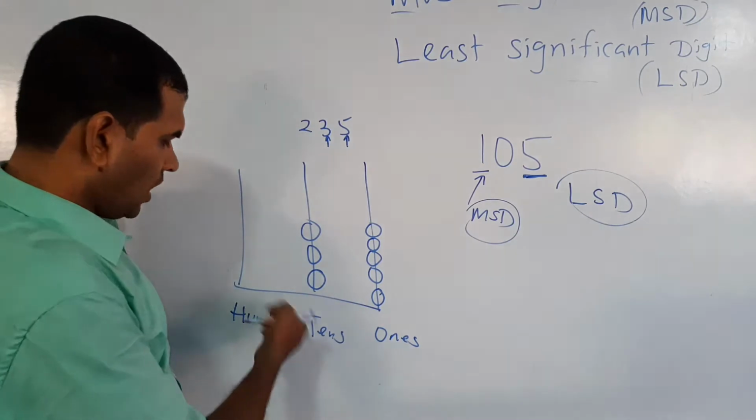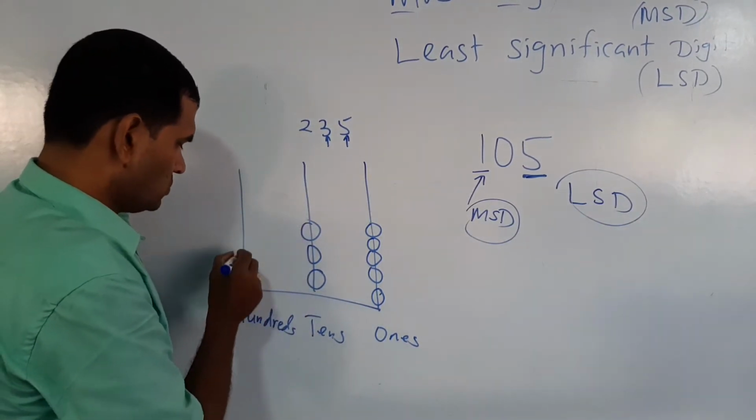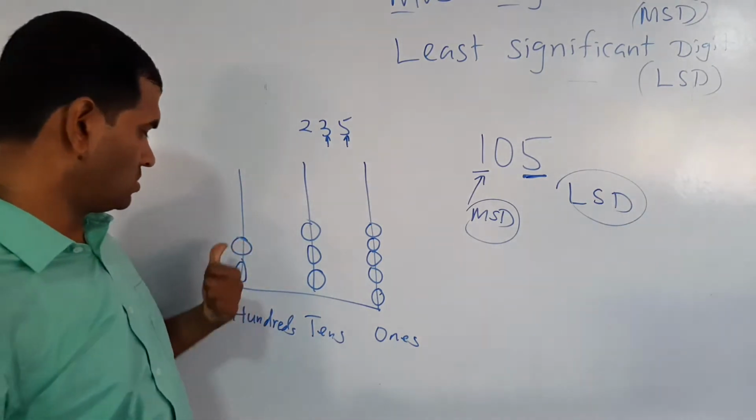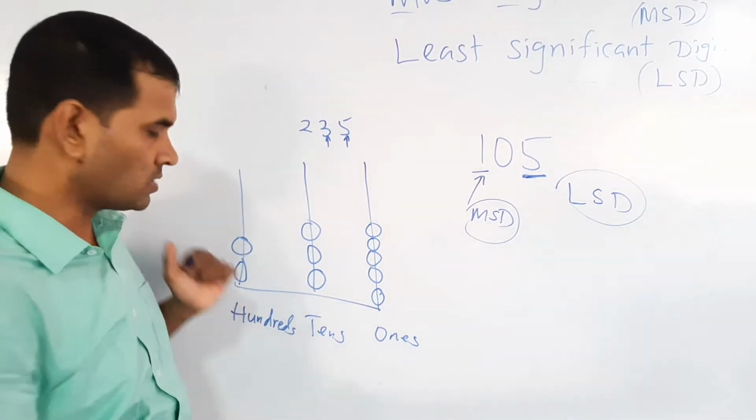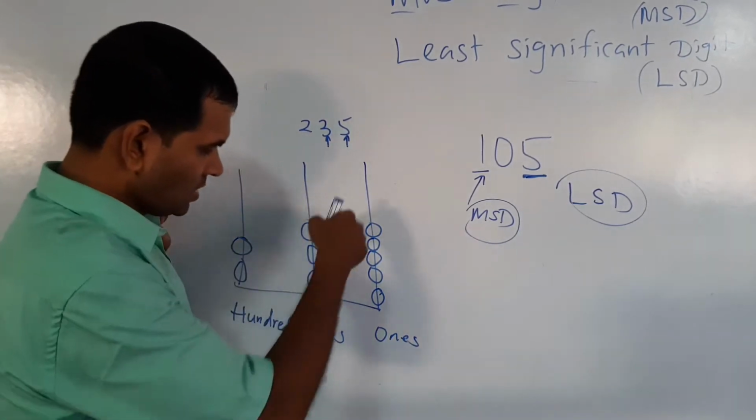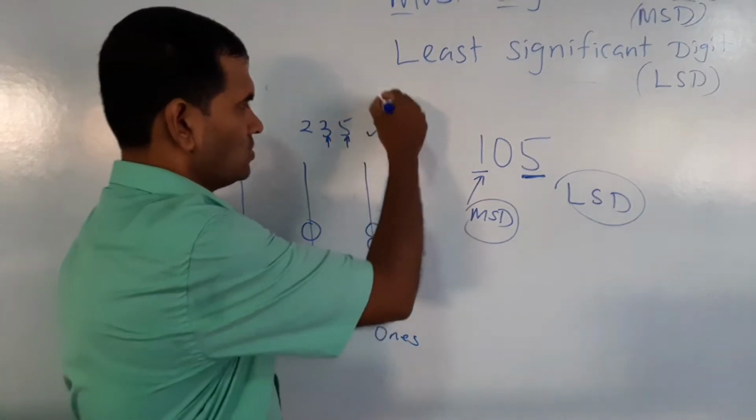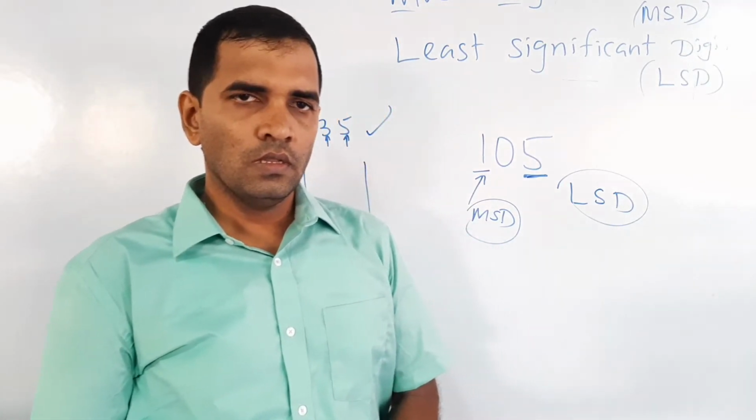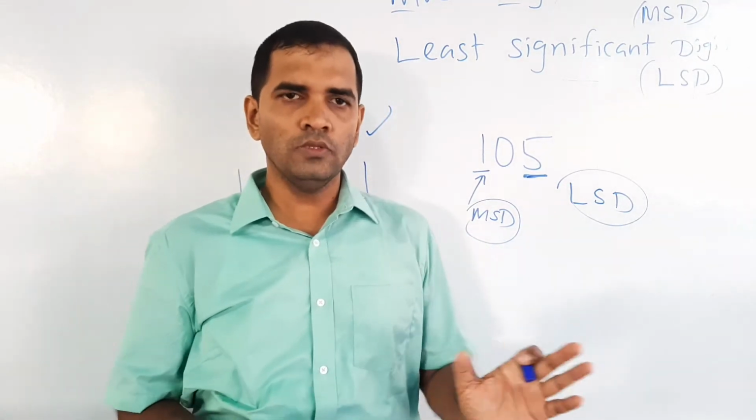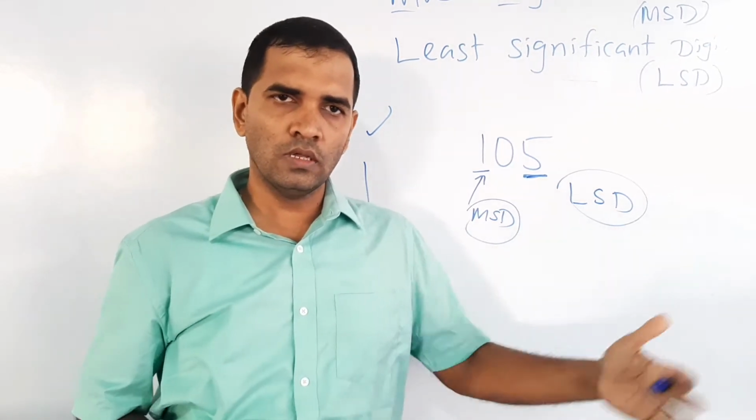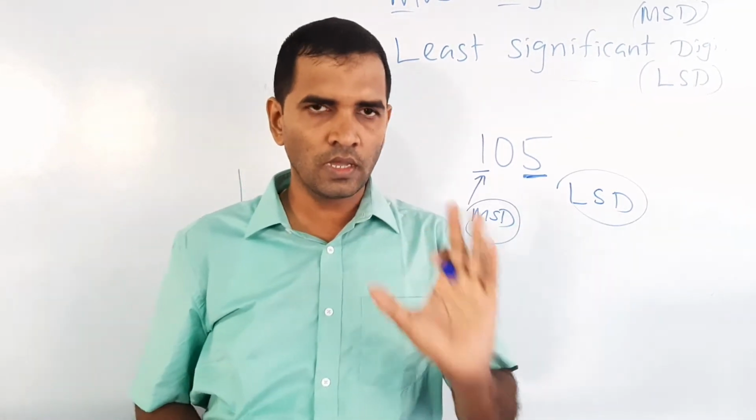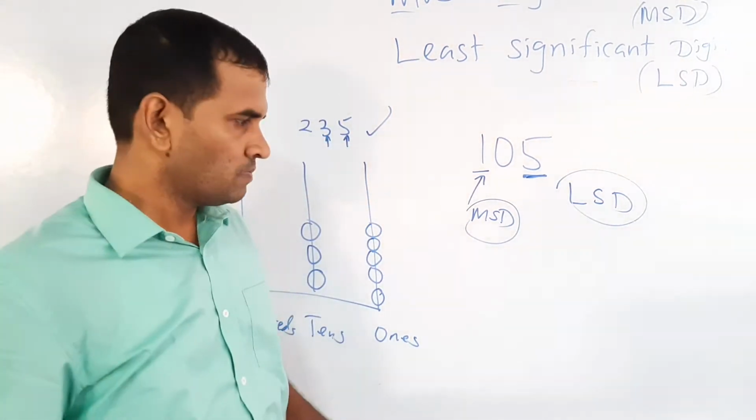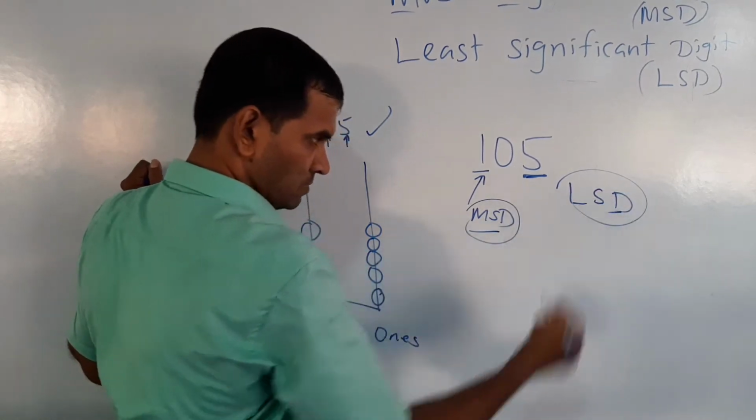And then hundreds, you have 2. So 2 here is 100s, so 200, here 30, and here 5. This is how 235 is formed. This is not new, right? You all studied these things in your lower grades, so you can all understand. But the reason for taking this back is to understand this concept.